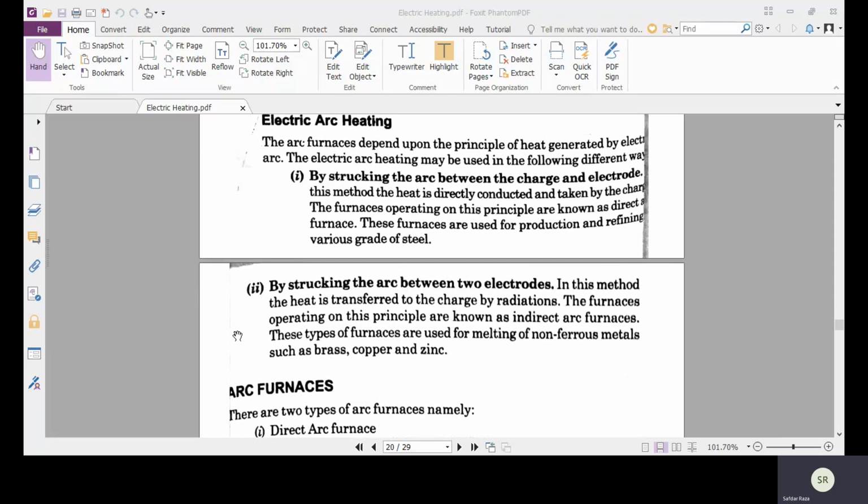The working of the electric arc heating is very much similar to the resistance heating, which we have discussed in the third lecture.